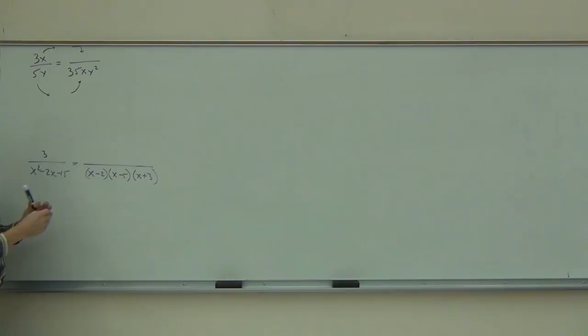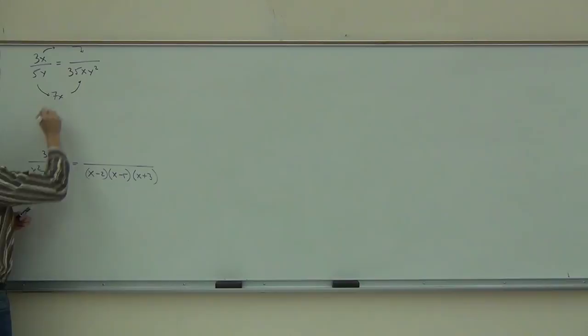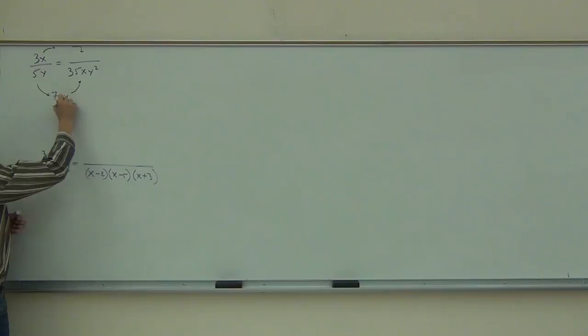Also, I notice I have an x here that I didn't have here. That means I must have multiplied by an x. And finally, I see a y squared when I only had a y to begin with. That means I must have multiplied by y. How many found 7xy?